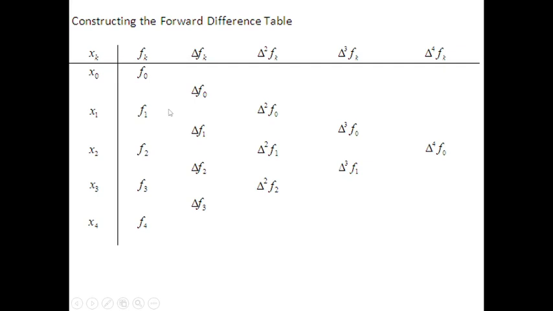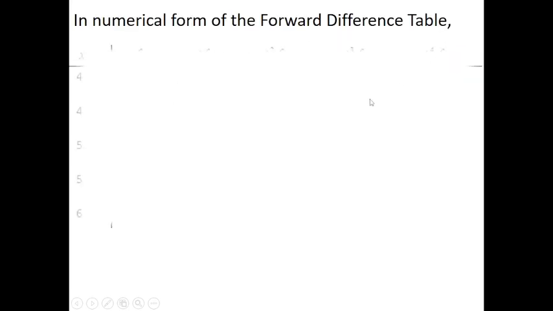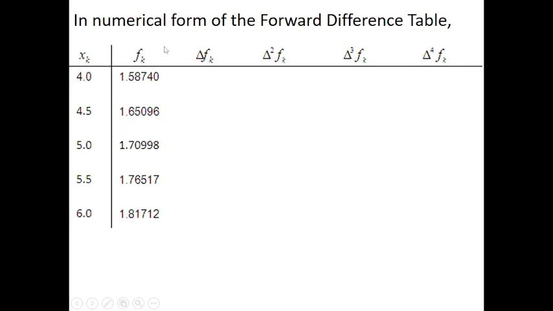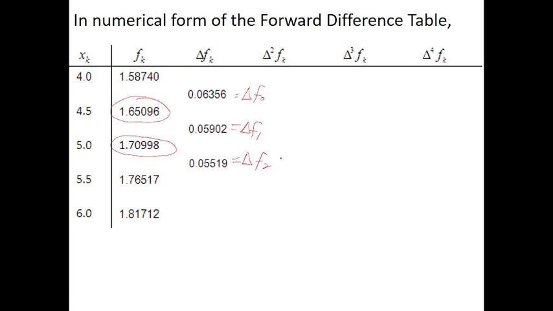Now, in the numerical form of the forward difference table, these are the values, right? So we are to get delta f sub k by formula. That is 1.65096 minus 1.58740, and we get 0.06356, right? Then this is delta f sub 0. Then we have 0.05902. How did we get it? 1.70998 minus 1.65096. That is delta f sub 1. Then followed by 0.05519. That is delta f sub 2, and so forth. So you know the pattern.